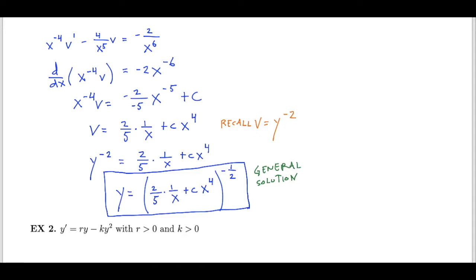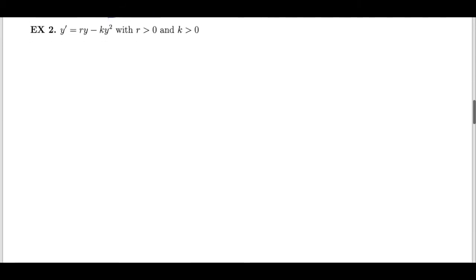Let's try that same solution technique again by taking a look at example 2. In example 2, our differential equation has a couple unknown constants, r and k. Both r and k are positive, and we'll just leave them constant and manipulate the differential equation as necessary. Just as a note, this particular differential equation has significance in the context of population modeling. So this is actually an important differential equation in that specific context.